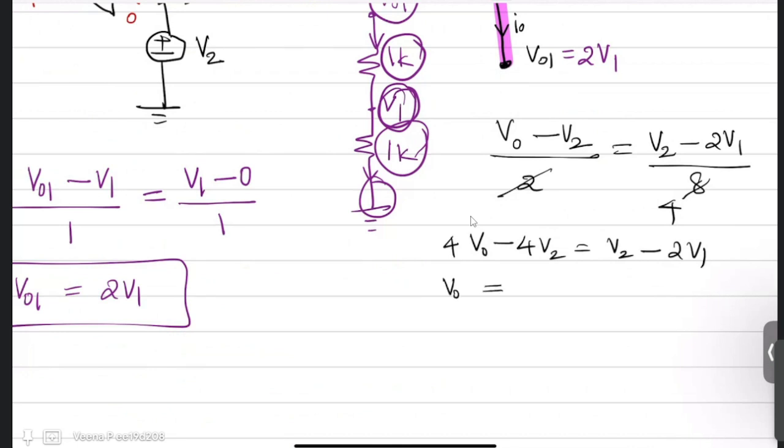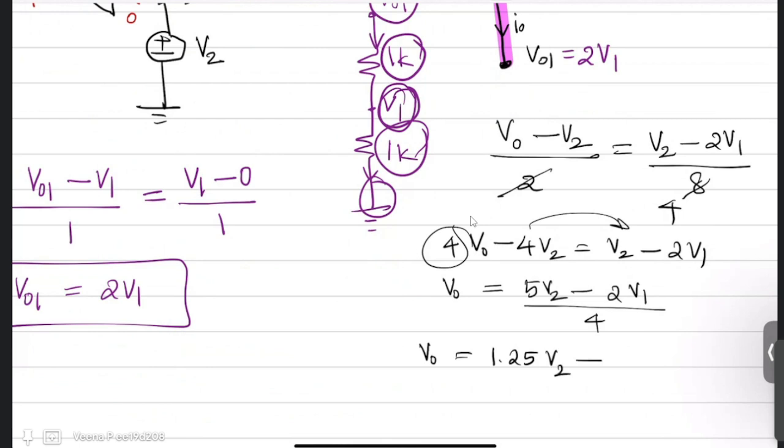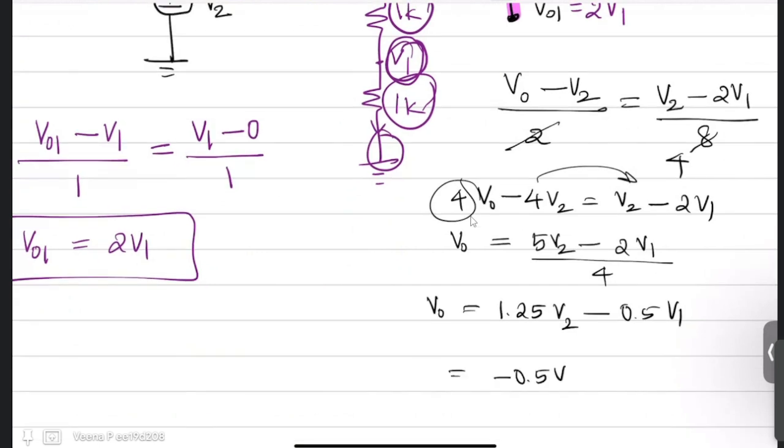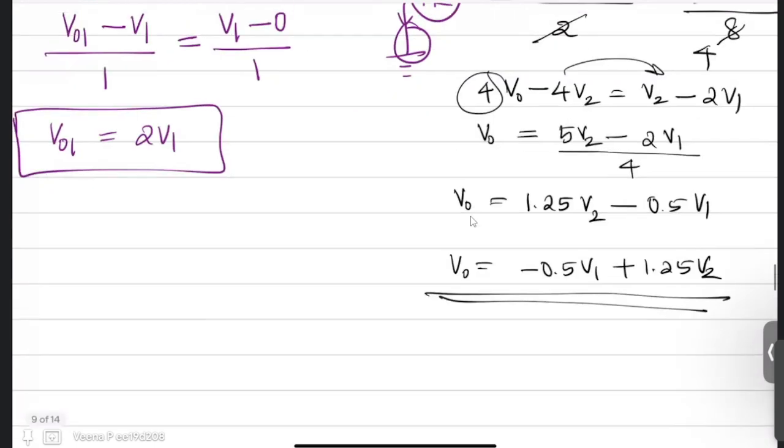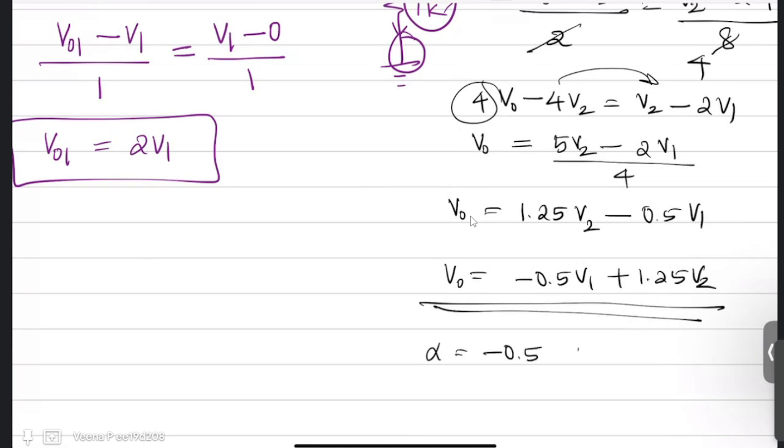That means my V0 becomes 5V2 minus 2V1 whole by 4. This you took outside, so 4 plus 1 became 5, minus 2V1, the whole divided by 4. So your V0 became 5 by 4, it is 1.25 V2 minus 1 by 2 which is 0.5 V1. So minus 0.5 V1 plus 1.25 V2 is your V0 which is asked in the question. So your alpha is minus 0.5 and your beta is 1.25.